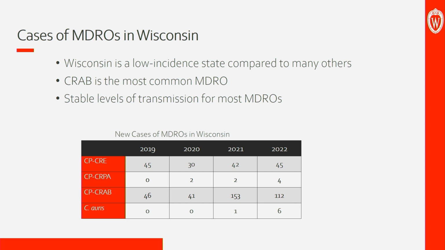And this chart is just new cases. Because these patients can be colonized with these organisms, we do see people pop up year after year, sometimes multiple times a year, but these are only new cases, deduplicated.